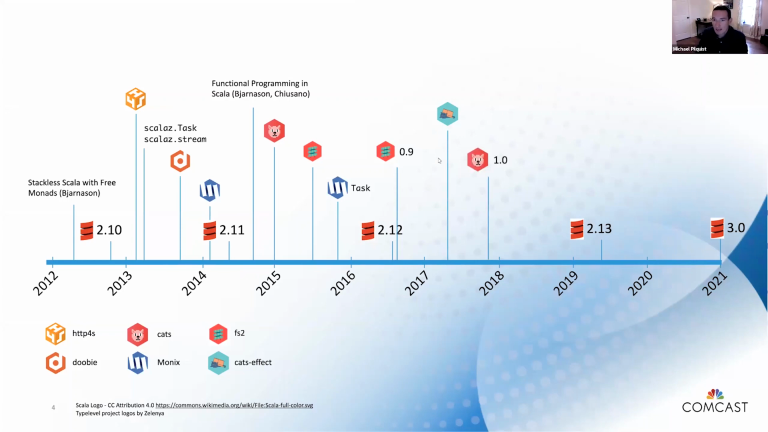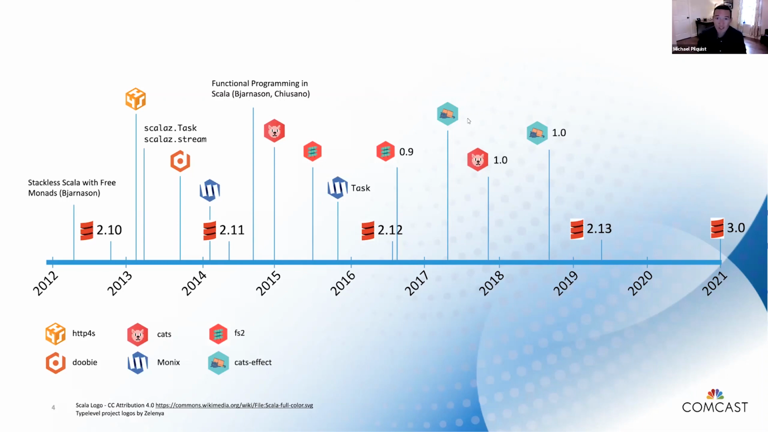Not long after work started on Cats Effect, we had the 1.0 release of Cats. You can see that was almost a 3-year maturation period from when Cats first started in 2015 until we really reached the 1.0 milestone. About a year after Cats Effect started, a little bit more than a year, we reached Cats Effect 1.0. So much more compressed, maturation period, only about a year.